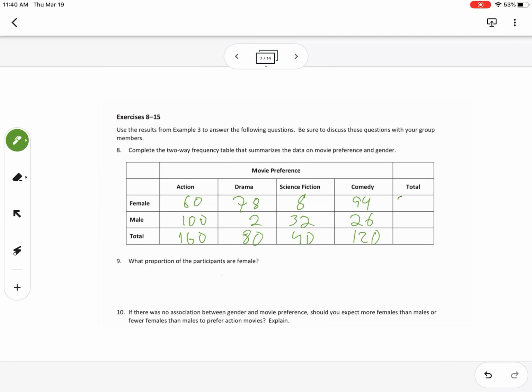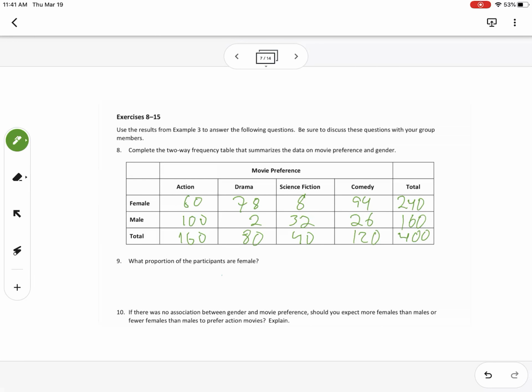Okay, almost done. Now 240, this number here means that's the total number of females. 160 is the number of males. And this 400, what does that mean? Pause, think about it. Okay, now that you're back, 400 is the total people in here.